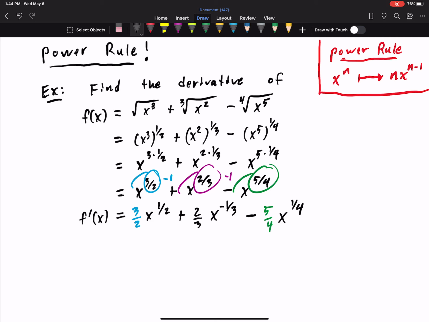And that's that. So we've completely derived this. You could turn these fractional powers into radicals if you like. Don't worry about it because this problem is done at this point. You've found the derivative. That's what it asks you to do. Stop there.